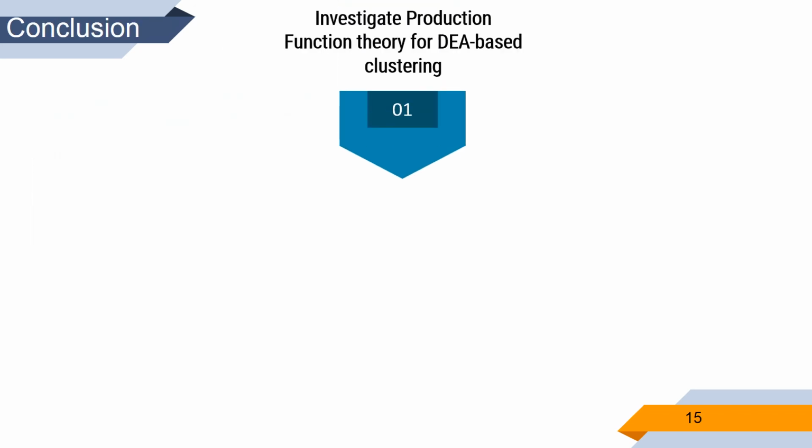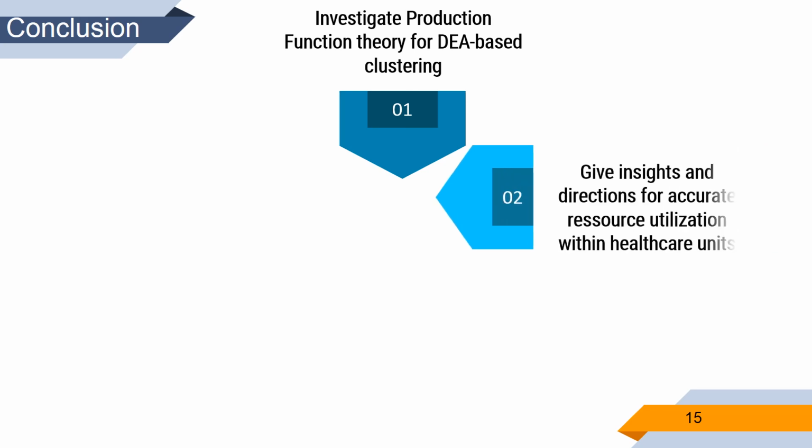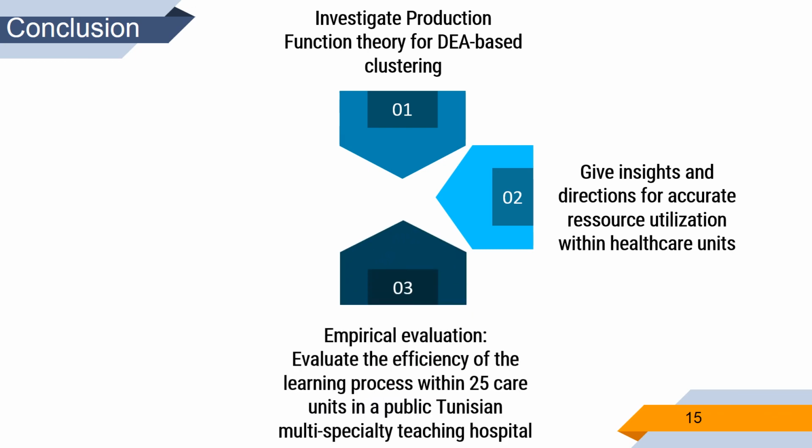In this study, we investigate the production function theory to propose a production function clustering-based data envelopment analysis. The objective is to show that when taking into account the relation between inputs and outputs for data clustering, more meaningful classification and stable clusters could be obtained. Evidence on the outperformance of our proposed approach is outlined by means of a real case study assessing the performances of 25 DMUs in a public Tunisian multi-specialty teaching hospital, and comparing it against that yielded by the distance clustering-based data envelopment analysis.